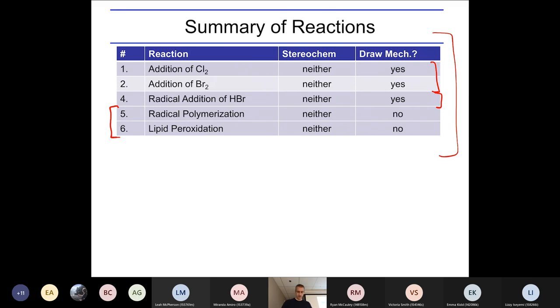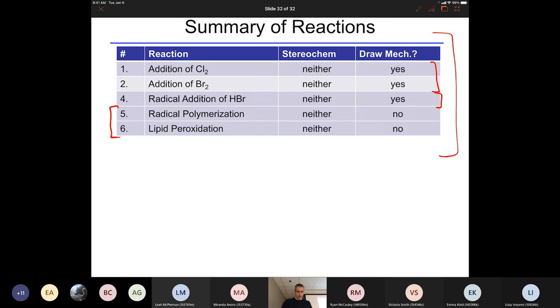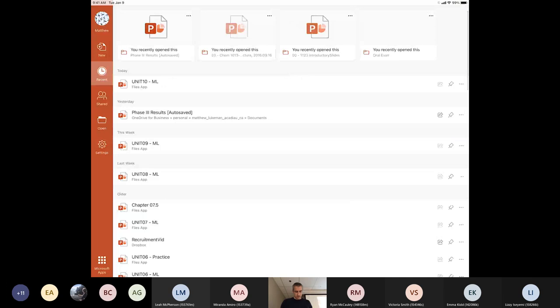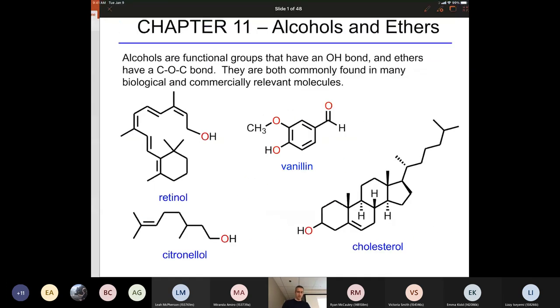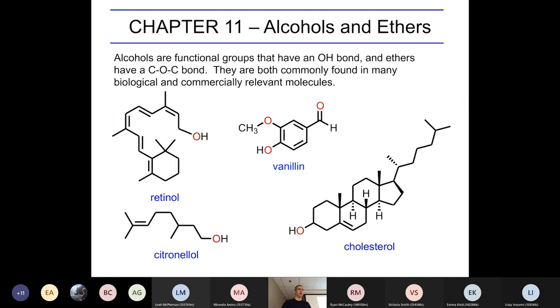Great. What I would like to do is do a quick introduction to the next unit, which is 10, but it says 11 on the first slide, 10.